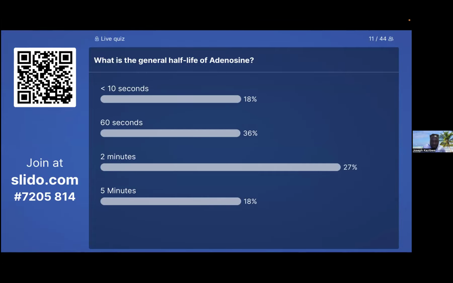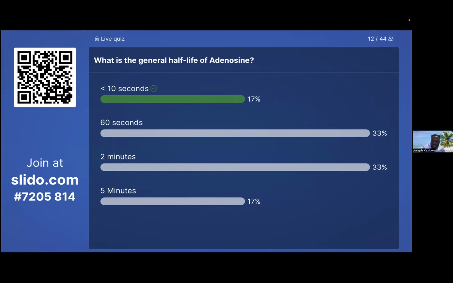And there we go. Okay. And another good learning point. So I can see 60, 2 minutes and whatever. So we have a good spread everywhere. So 10 seconds comes out, that is the most consensus.